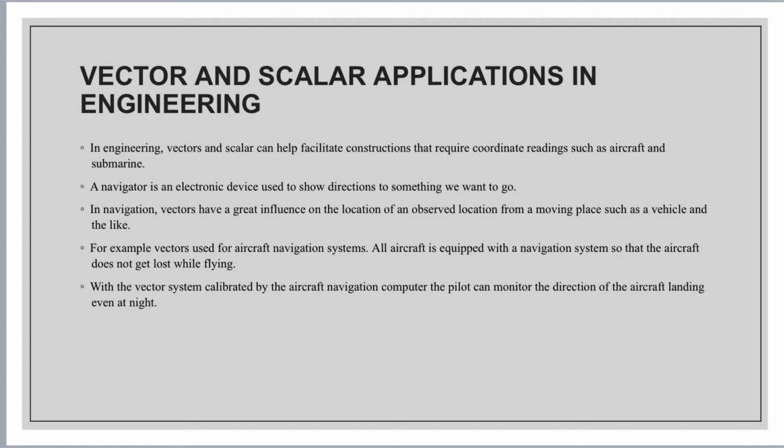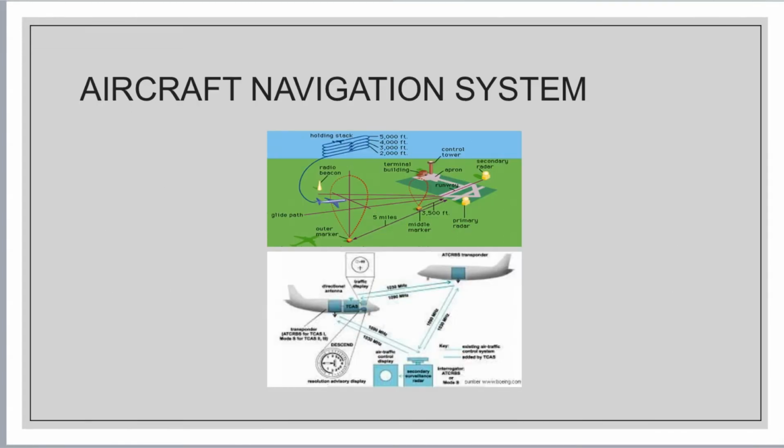For example, vectors are used for aircraft navigation systems. All aircraft are equipped with a navigation system so that the aircraft does not get lost while flying. With the vector system calibrated by the aircraft navigation computer, the pilot can monitor the direction of the aircraft landing even at night. This is an example of an aircraft navigation system.